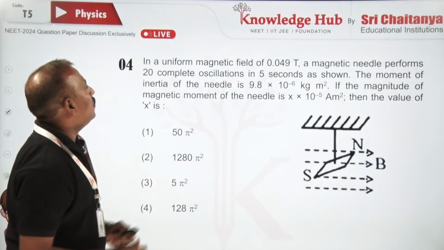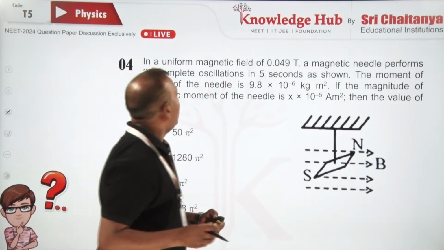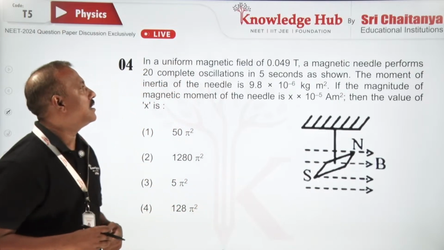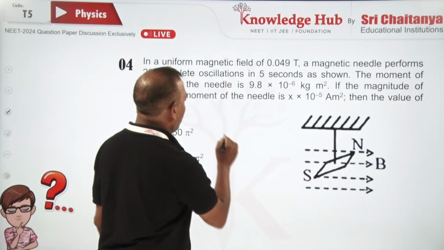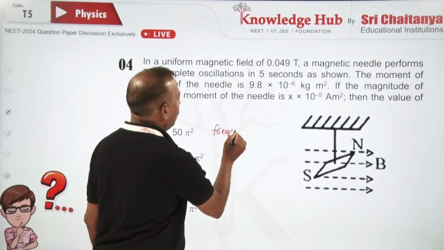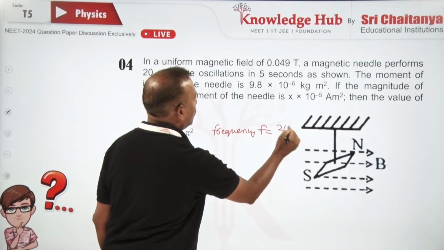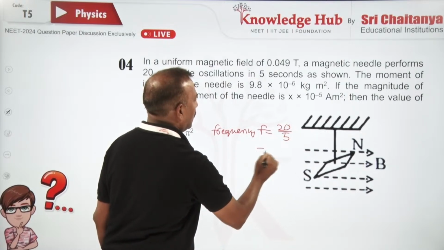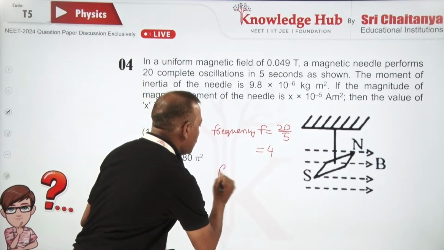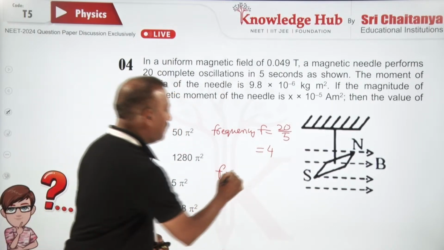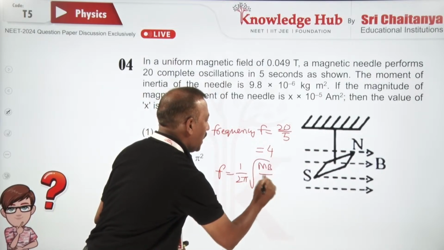Fourth question. In a uniform magnetic field of 0.049 Tesla, a magnetic needle performs 20 complete oscillations in 5 seconds. Here it is completing 20 oscillations in 5 seconds. Therefore, the frequency is given by f is equal to number of oscillations 20 and time is 5. Therefore, it is 4 oscillations per second, and frequency of a magnet is given by 1 by 2 pi times root over mB divided by I.